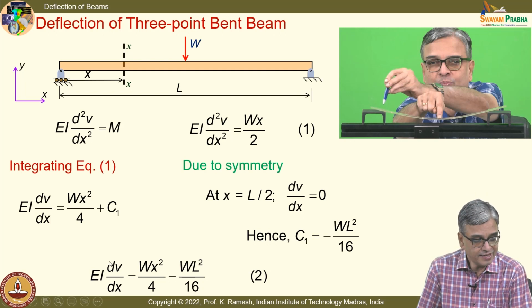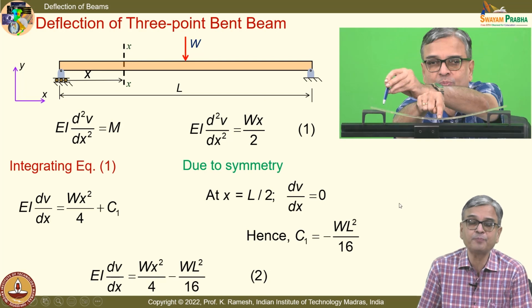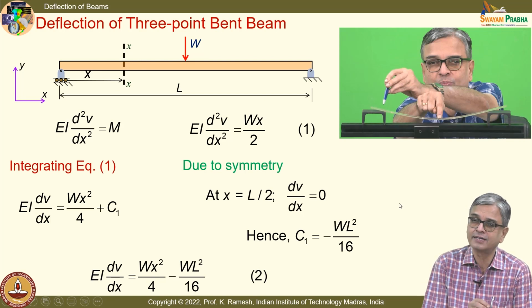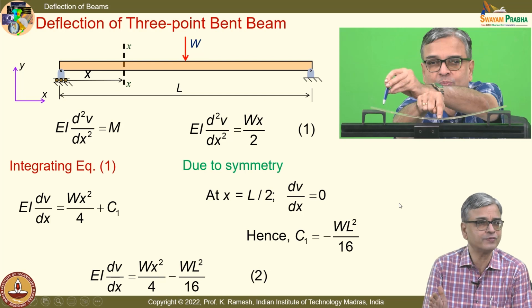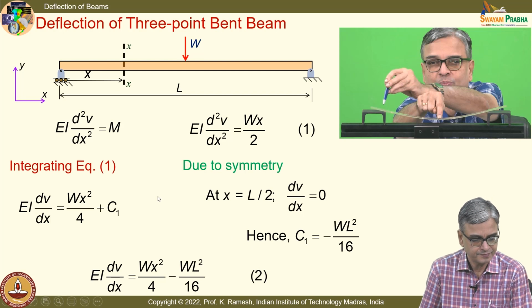So, I get the variation of slope as a function of x along the length of the beam. Whichever point, if I substitute the value of x, I get what is the value of slope. Okay. And you can also draw the deflected picture.